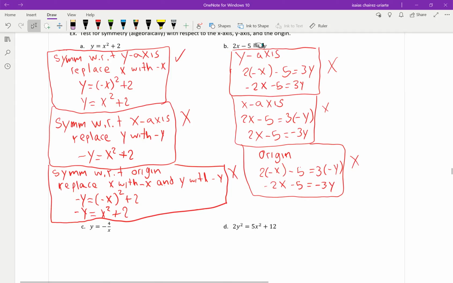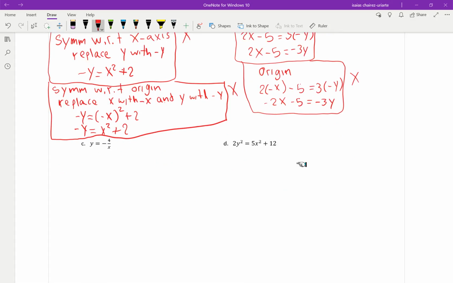I mean, it's a graph. It's some line, but it doesn't have symmetry with respect to the y-axis, the x-axis, or the origin. That's okay. If anything, it probably turns out that most functions are not symmetric. Most graphs are not symmetric with respect to anything. So that's okay. So this one has no symmetry. Part B has no symmetry with any axis or the origin. Let's do C.